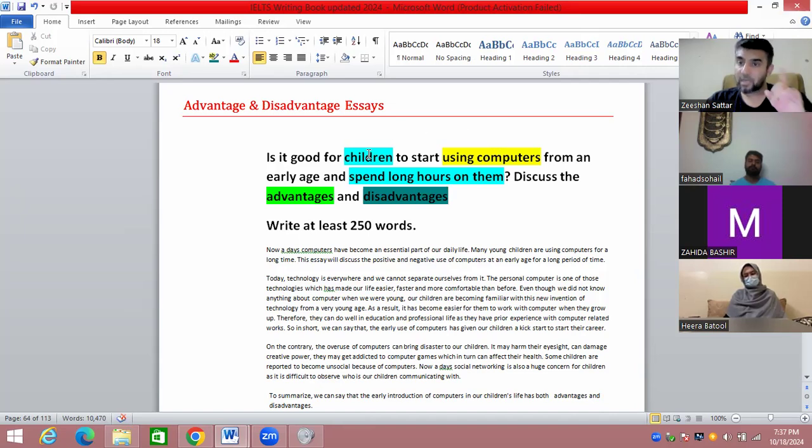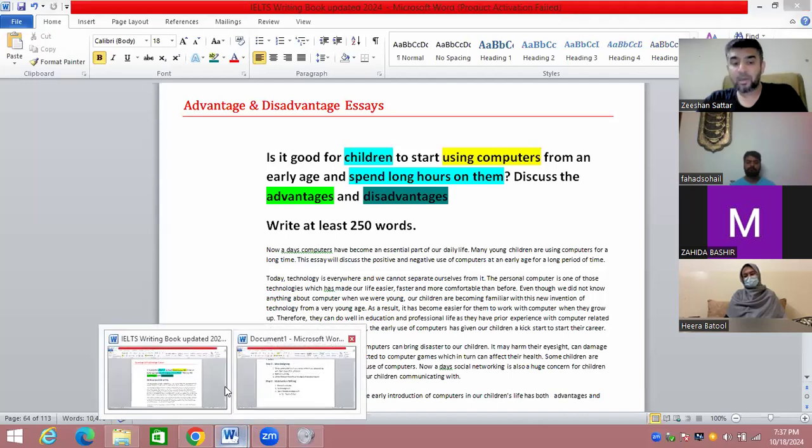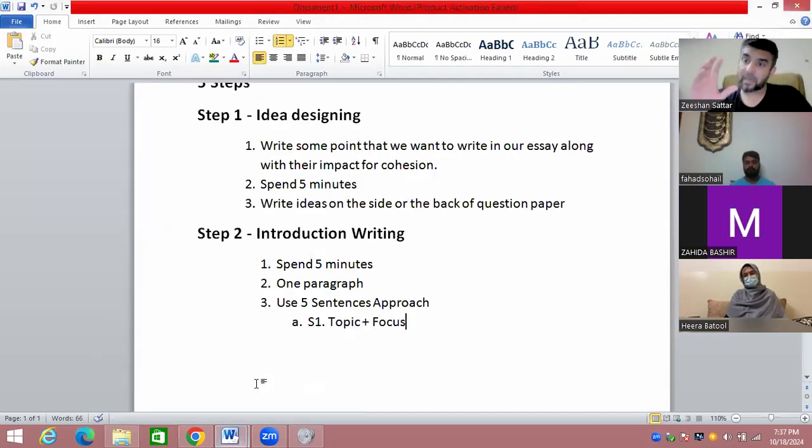We will cover computer use in children. We will cover computers and we will cover the children using computers for long hours in the first sentence, to show the examiner that we have understood what the topic is and what the focus is, so that the examiner can understand our task response. That means our task response is strong.